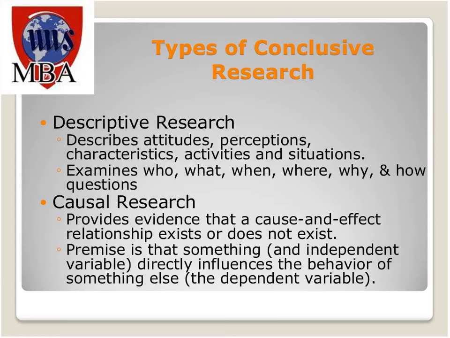Okay, types of conclusive research: descriptive research and causal research. About descriptive research, as the name shows us, it's about describing attitudes, perceptions, characteristics, activities, and situations. It examines who, what, when, where, why, and how questions. If you answer about who, what, or you describe the attitude, it means that you are doing descriptive research, okay? And causal research provides evidence that a cause and effect relationship exists or does not exist.